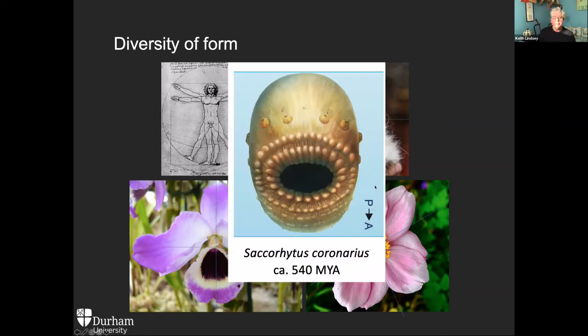So this thing here, Saccorhytus, is actually the most ancient human ancestor. And it was discovered in fossils that are about 540 million years old. And what it shows is bilateral symmetry. So if you draw a line of symmetry from top to bottom, you can see that the two sides are symmetrical. And that's something that really is therefore an ancient phenomenon, the development of that type of symmetry, dating back even 500 million years or so.